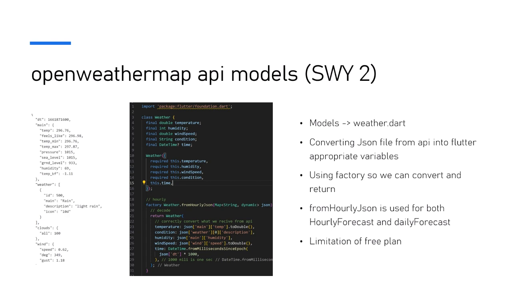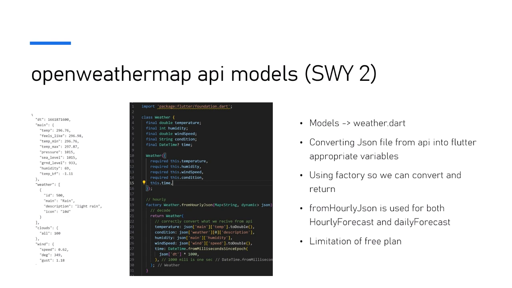First, I created a modules folder that has weather.dart. The purpose of this is to convert the JSON file from the API, as you can see from here, into appropriate variables like double wind speed, string condition, final DateTime time, and so on.